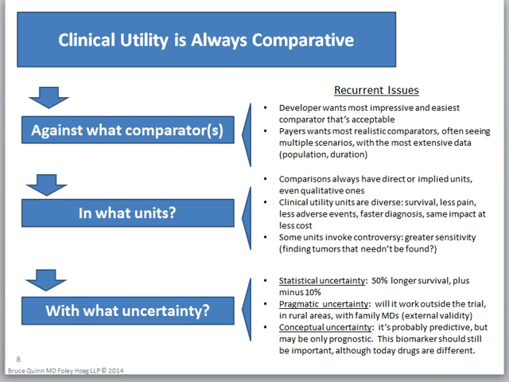What are the kinds of uncertainties and how can we make them more explicit? Statistical uncertainty is something like 50% longer survival, plus or minus 10%. Pragmatic uncertainty is the external validity. Will it work outside the trial? Will it work in rural areas? Will it work with family doctors? And conceptual uncertainty is all the kinds of uncertainty that are still left. And we'll see some examples of that as we work through molecular tests. Because of the special complexities of molecular tests, this third bucket is probably bigger than it would be in other kinds of healthcare.